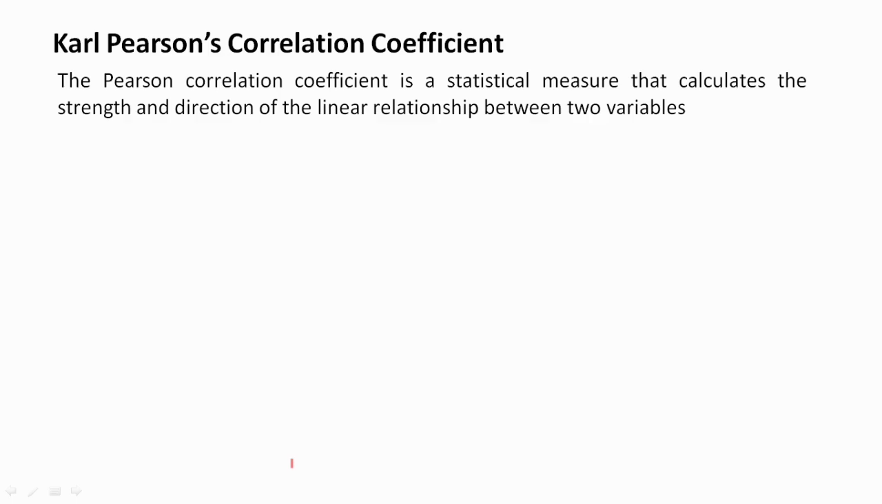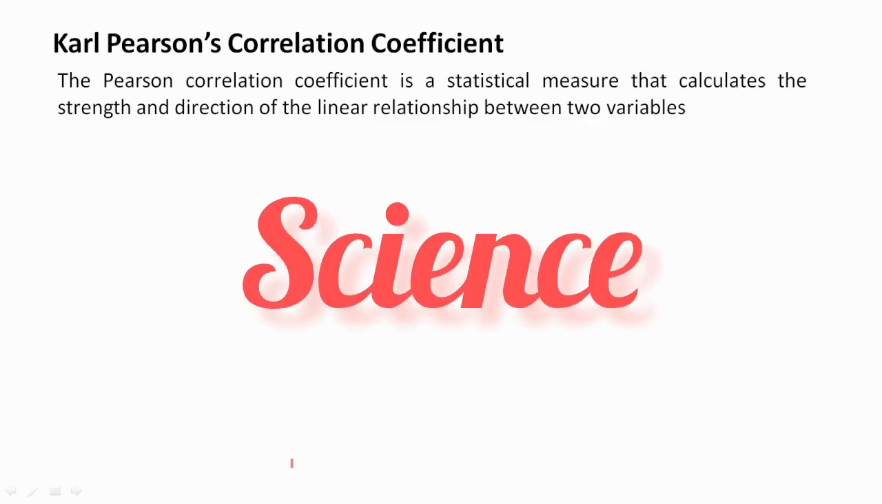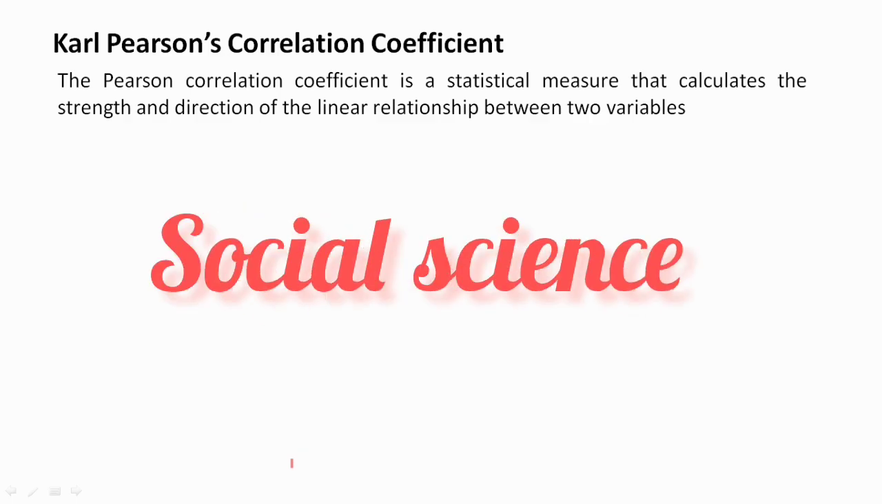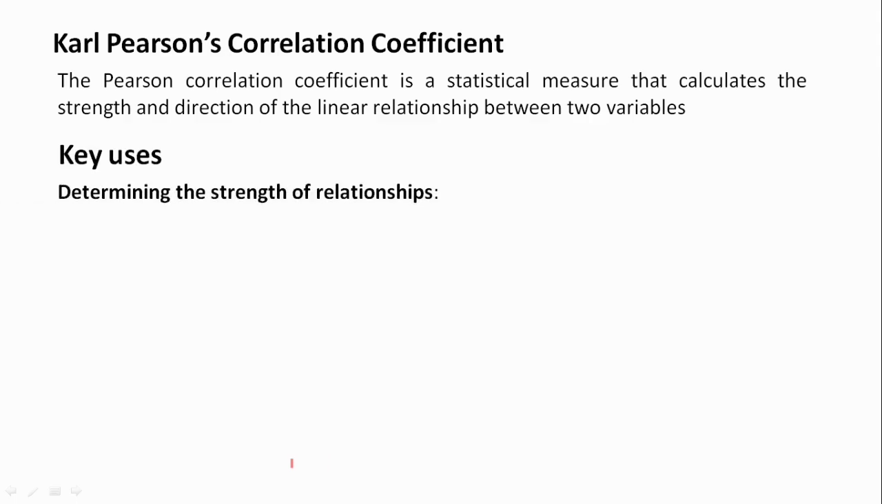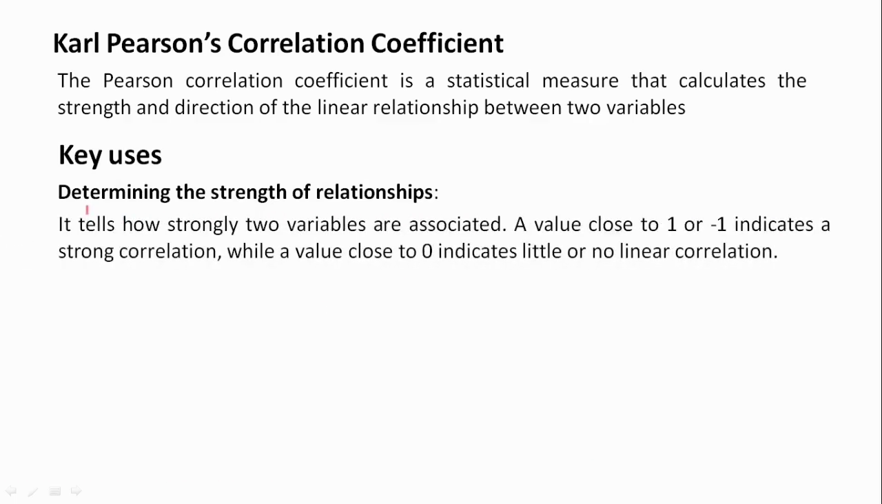It is widely used in various fields like finance, science, social science, and engineering to assess how closely related two data sets are. The uses of the Pearson's correlation. The first one is determining the strength of the relationship. So in this, it tells how strongly two variables are associated.